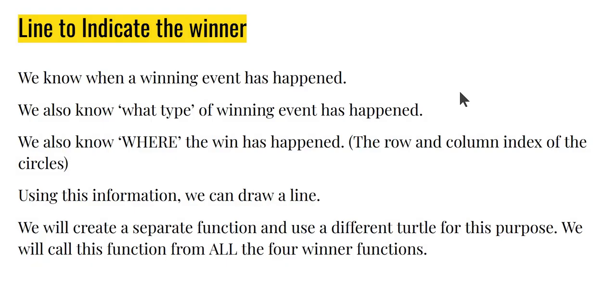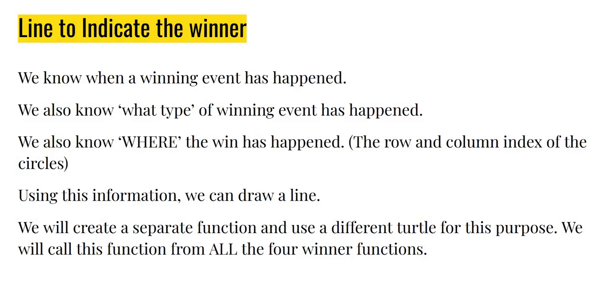Now to do something of this sort, in fact, we have all the information available. All we need to do is put this together in a nice way so that the desired outcome happens. Now, what do I mean by this? Well, we know a winning event has happened. We know that somebody has won because we have a function to do that. It could be the player, it could be the computer, but we know a winning event has happened.